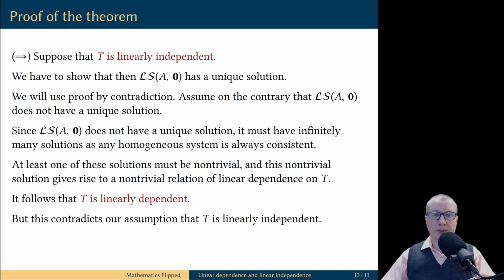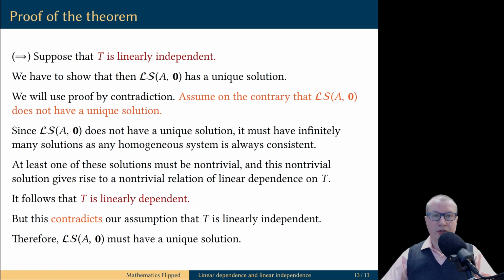Set T cannot be both linearly independent and linearly dependent. What was the source of this contradiction? Well, this contradiction was caused by our assumption that the linear system with A as the coefficient matrix, the homogeneous system, does not have a unique solution. Therefore, this assumption leads to nonsense. It cannot be true. This means the homogeneous linear system with A as the coefficient matrix must have a unique solution.